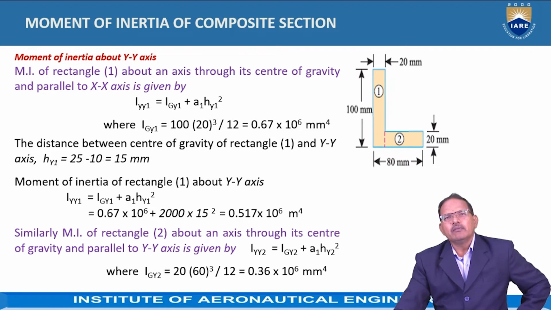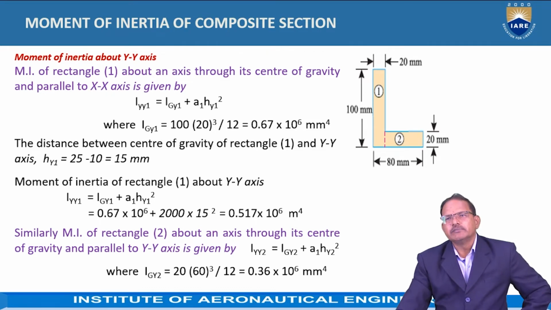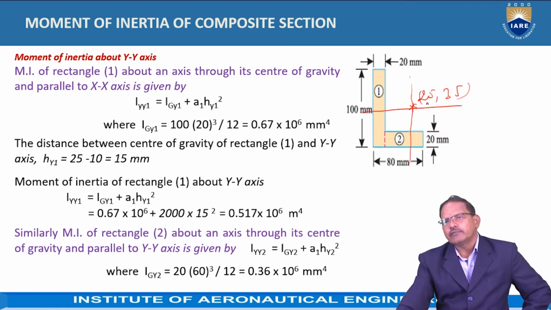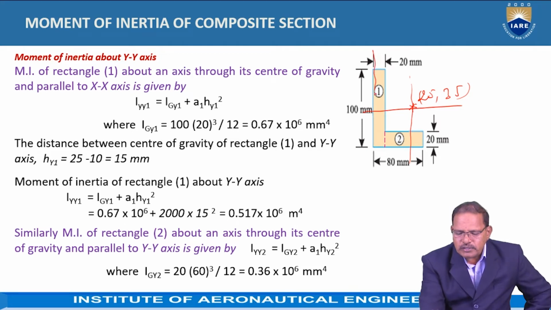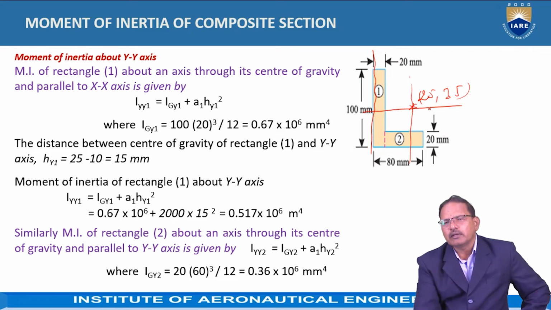Similarly, the moment of inertia of the rectangle about the y-axis. About the y-axis means the axis passing through the central axis, but vertically. The coordinates are at a distance of 25, 35. That y-axis is obtained by moving toward the left-hand side with respect to the reference vertical line. So we have to determine it now. The first rectangle: the centroid lies at 20 by 2, that is 10. Here it is 25. The difference is now 15 mm.